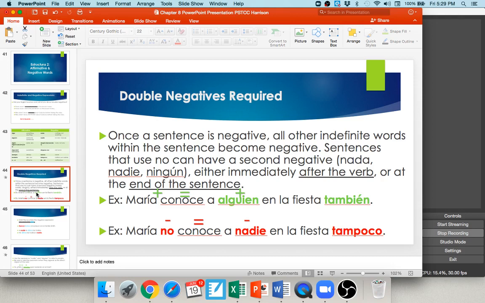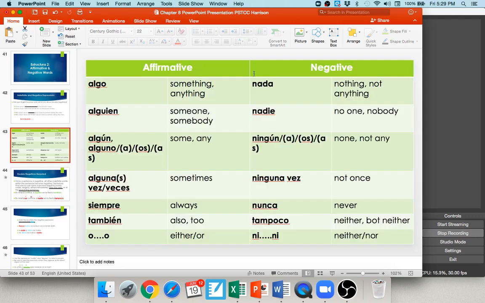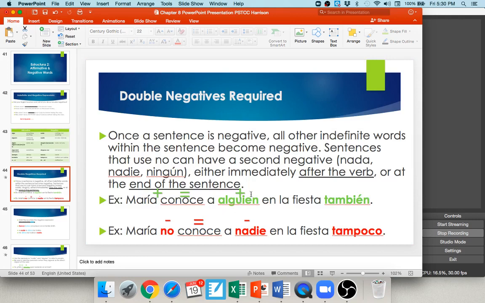An example here. It says, María conoce a alguien en la fiesta también. So María knows someone at the party also. Well, what's our verb here? María knows. Knows is my verb. So you can see I put an equal sign here. I'm saying she knows, not that she doesn't know. So she knows. That's positive. So that means everything else in the sentence is going to use the left side of this chart, these positive or affirmative words. So María knows someone, alguien, en la fiesta también. She knows someone at the party also.